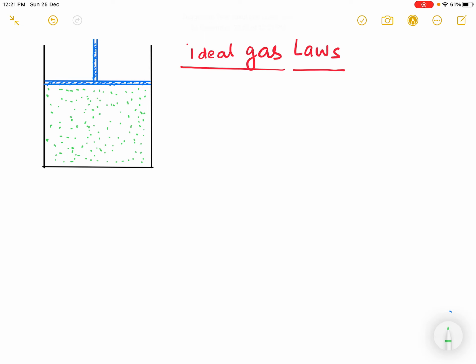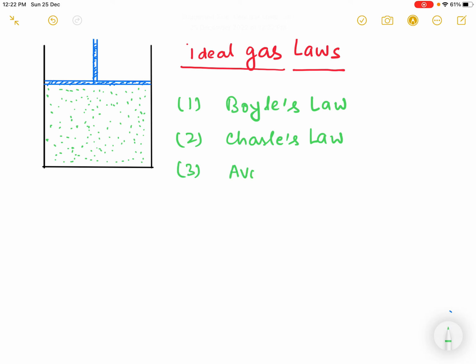Hello students. In this class we shall study about ideal gas laws, and these are the laws. First comes Boyle's law, then comes Charles' law, and then comes Avogadro law. And by combining these three laws we get ideal gas law.